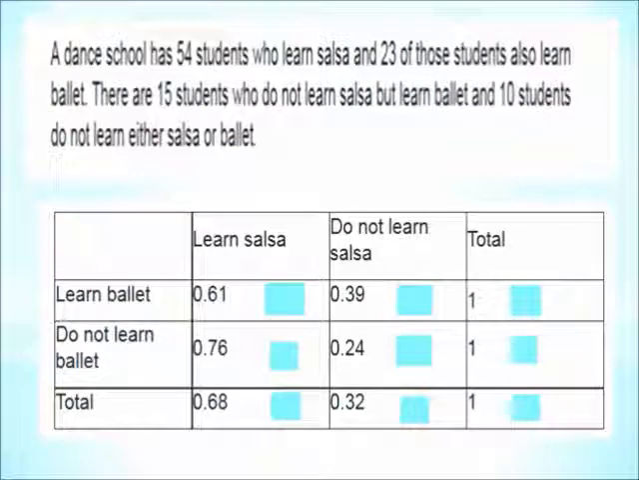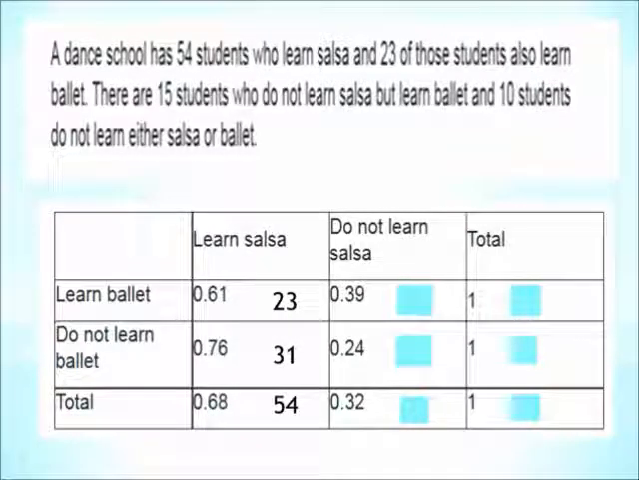This one says the dance school has 54 students who learn salsa. So let's see, learn salsa. And 23 of those also learn ballet. So 54 learn salsa, and of those, 23 also learn ballet. And that's just from the first sentence. So if there's a total of 54, and 23 of them have learned both, what does that mean? Those that learn salsa only, it's going to be 31.